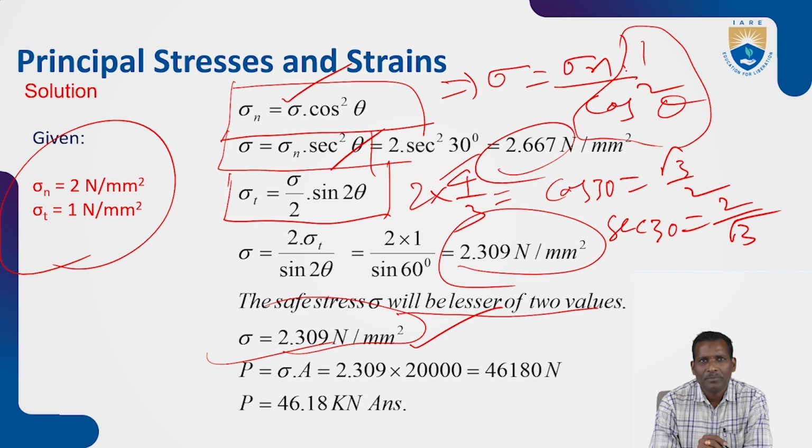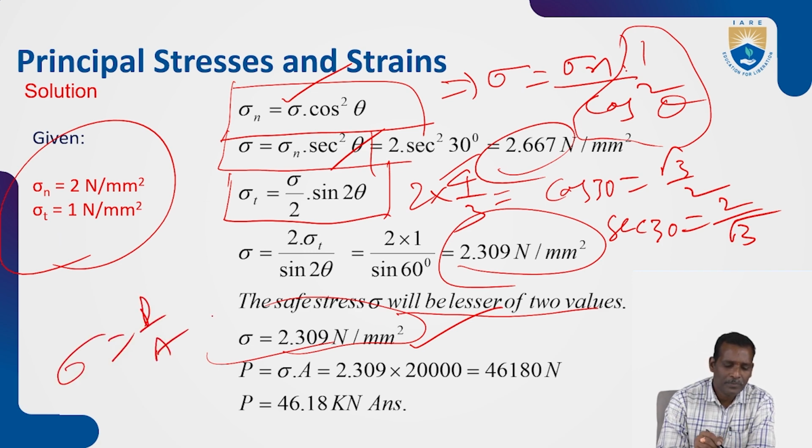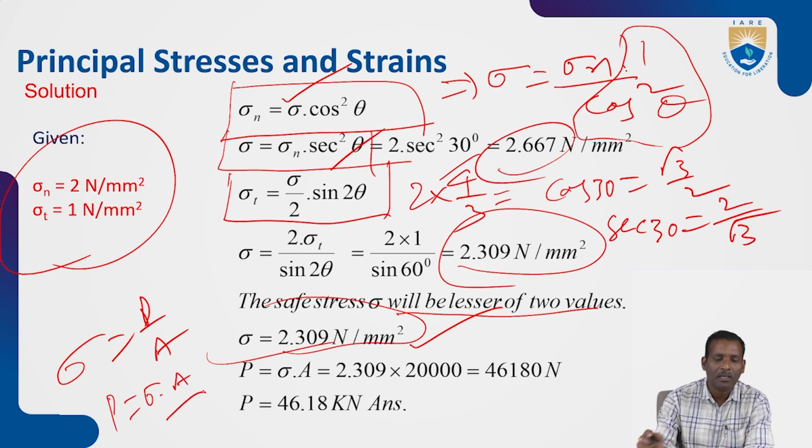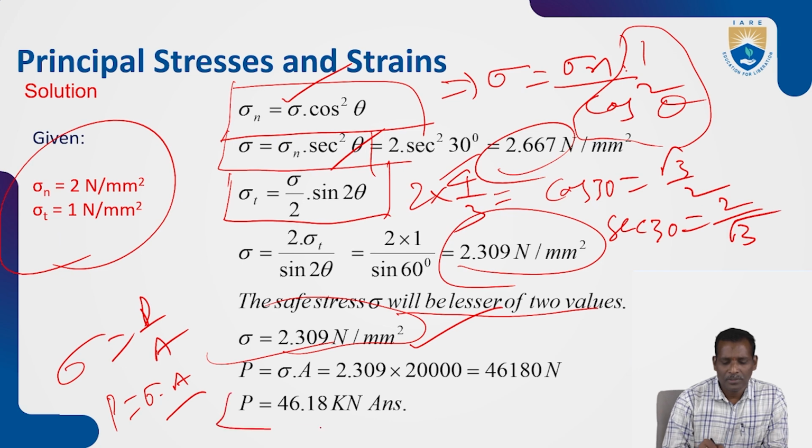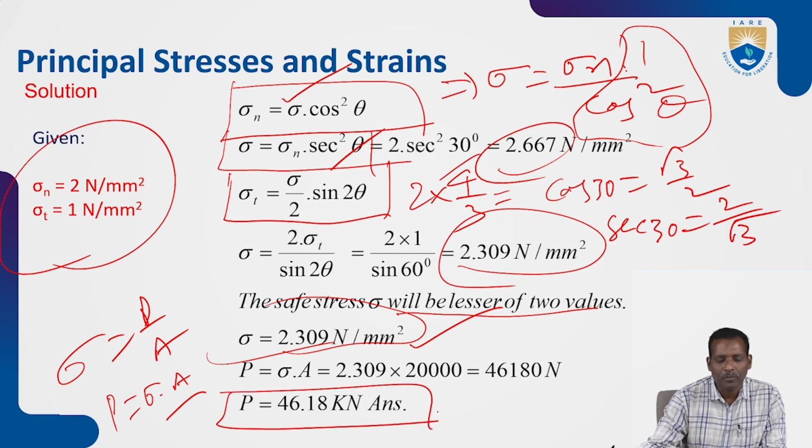Now we apply the stress equation. Stress is equal to load per area. So tensile stress is equal to load per area. Load we don't know, we have to calculate. So that is sigma into A. Area you already know, and sigma is also calculated. So we got the load value 46.18 kilo Newton.